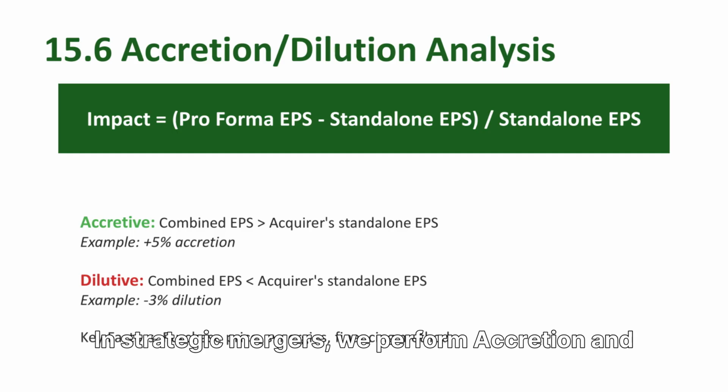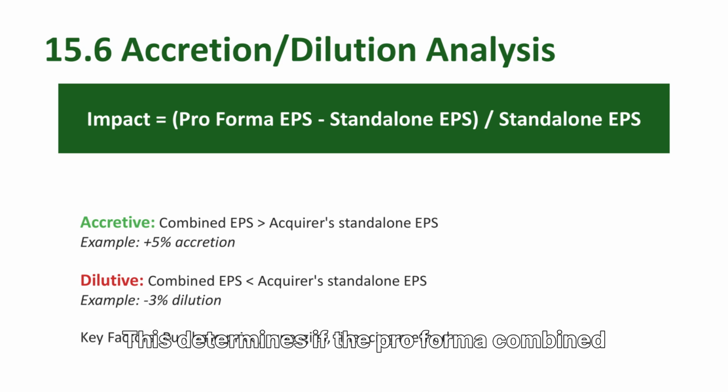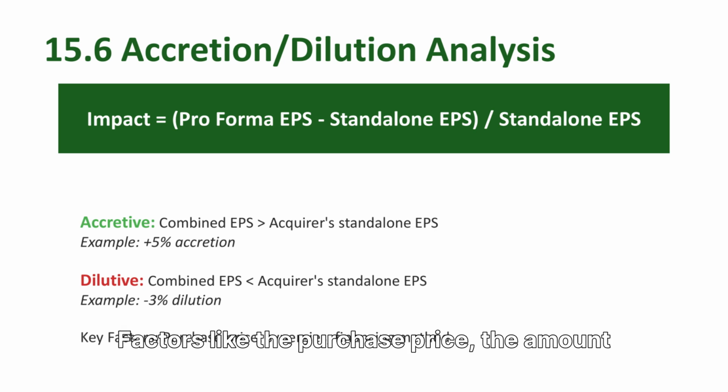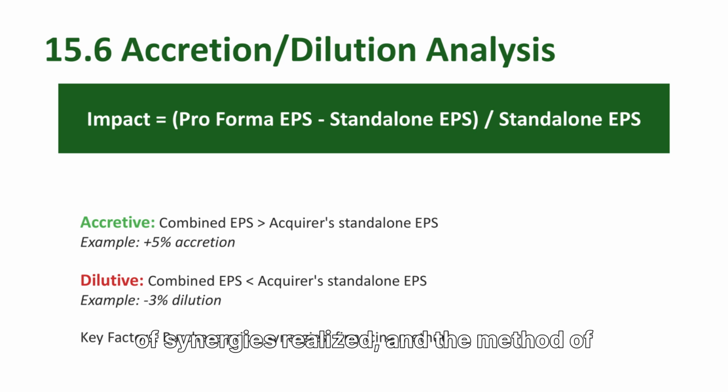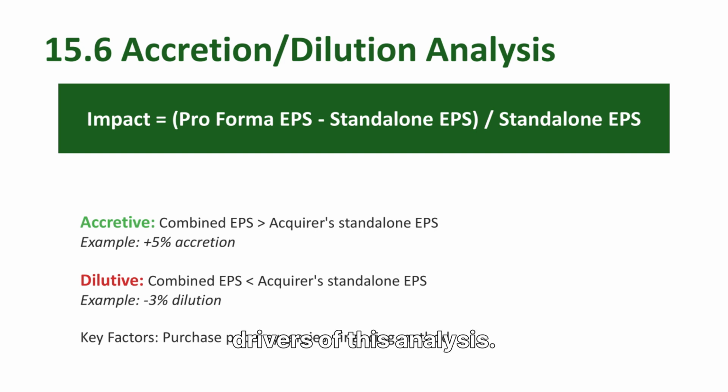In strategic mergers, we perform accretion and dilution analysis. This determines if the pro forma combined earnings per share is higher or lower than the acquirer's standalone EPS. Factors like the purchase price, the amount of synergies realized, and the method of financing, whether cash, debt, or stock, are the primary drivers of this analysis.